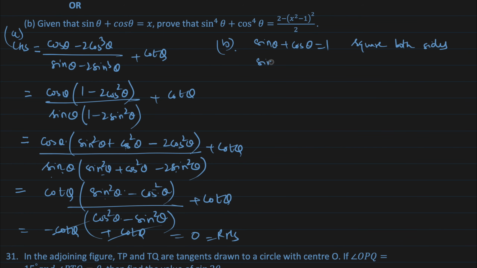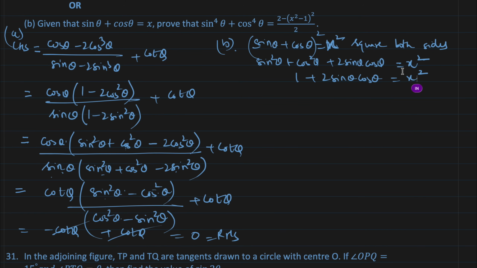So sine theta plus cos theta whole square will be x square, so we will be using the identity a plus b whole square, this is x, children, right? So sine square theta plus cos square theta plus 2 sine theta cos theta equals x square, right? This is 1. So x square we got the value, right?